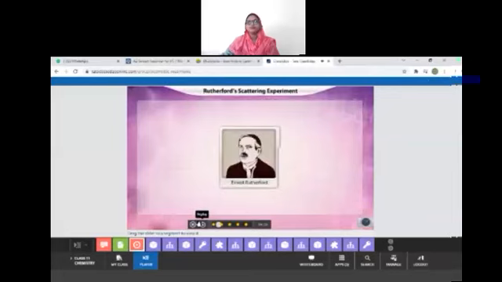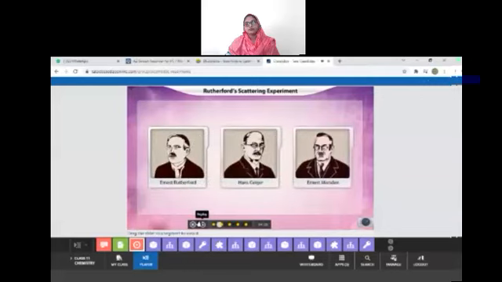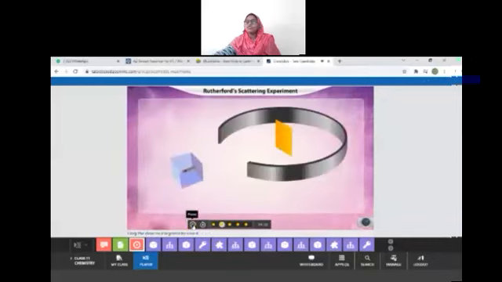In the year 1911, Ernest Rutherford, along with Hans Geiger and Ernest Marsden, conducted a series of experiments with the aim of exploring the structure of an atom. These experiments were called Rutherford's scattering experiments. These three scientists did a lot of experiments, and collectively this is Rutherford's experiment.